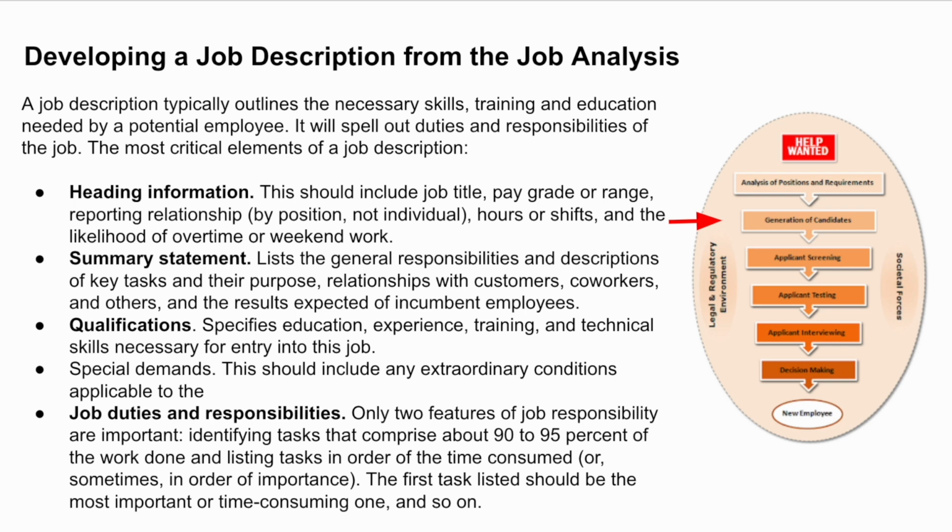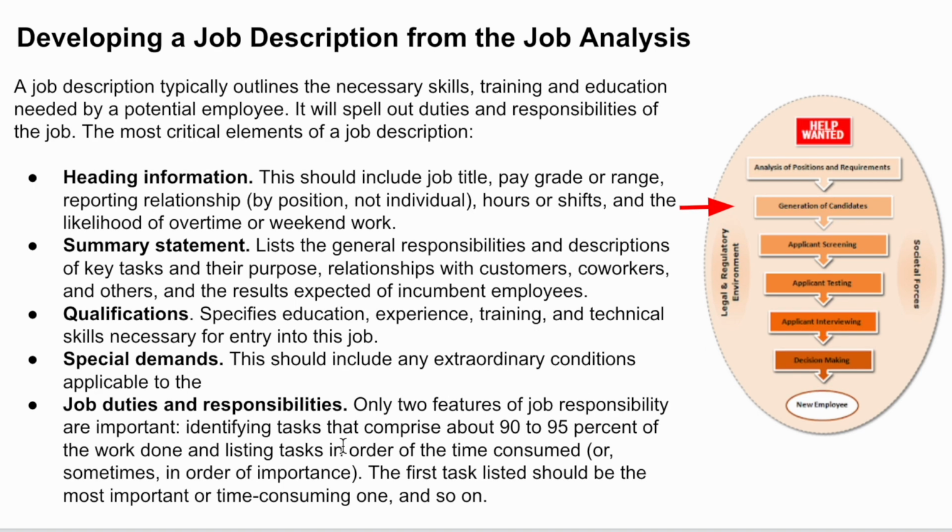There's also special demands, such as any extraordinary conditions that would be applicable. We also have the job duties and responsibilities. Now, really, there's two key things here. We need to know what it is the person does 90-95% of the time, and how long it takes them to do that. So that's important to be able to put that in. The tasks that are listed need to be listed in order of importance. That is, the most critical task first, and second, and so on, right down through.